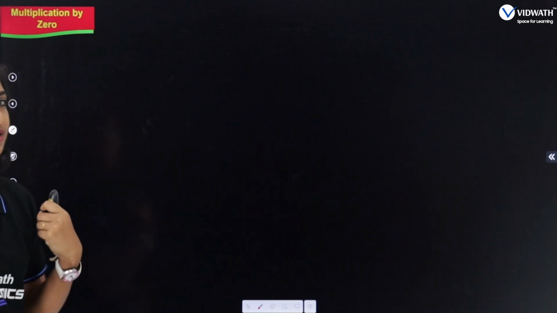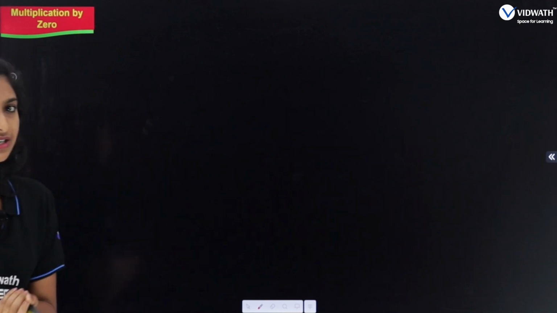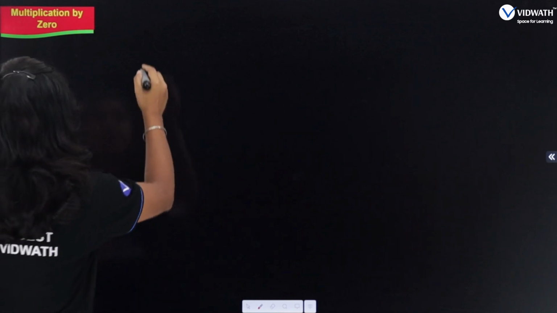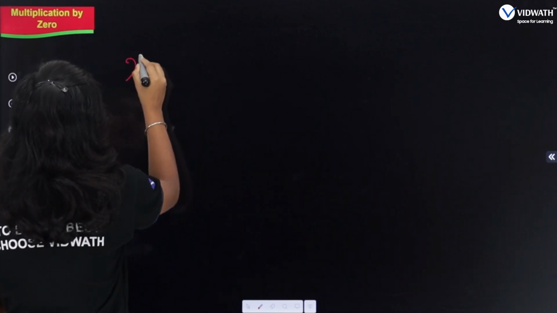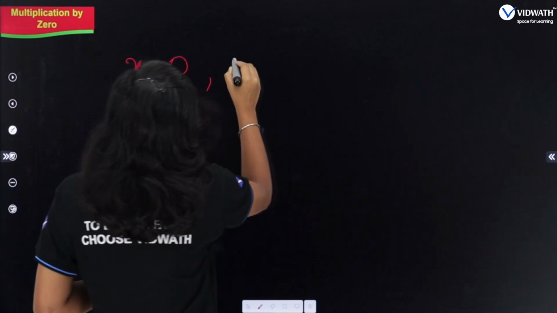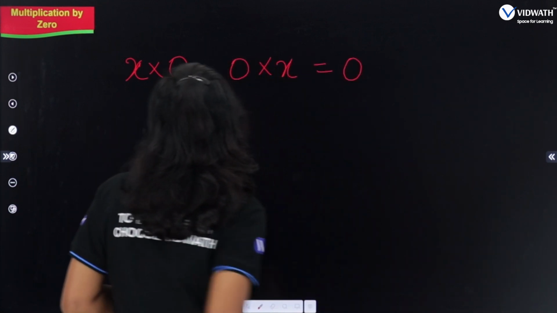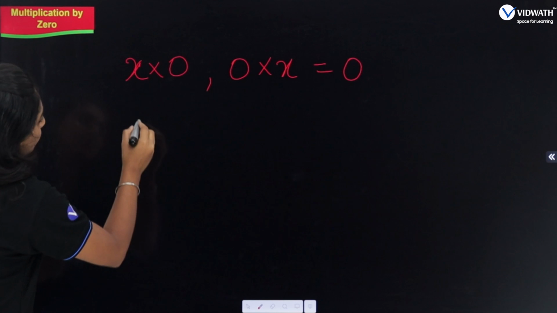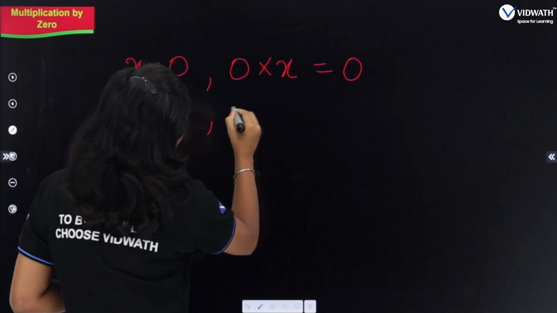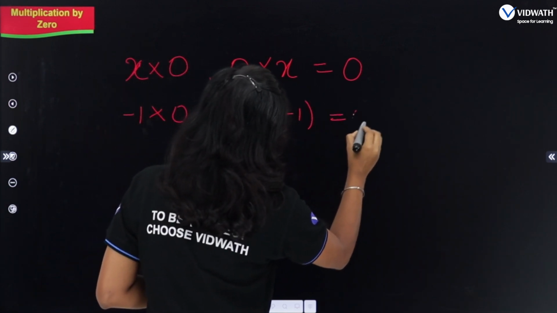Next, multiplication by 0. Here, if we multiply any integer by 0, we'll get 0 only. That is, if any integer x is multiplied with 0, or if 0 is multiplied with the integer, we get 0. And if I take an example, say minus 1 into 0 or 0 into minus 1, which is equal to 0.